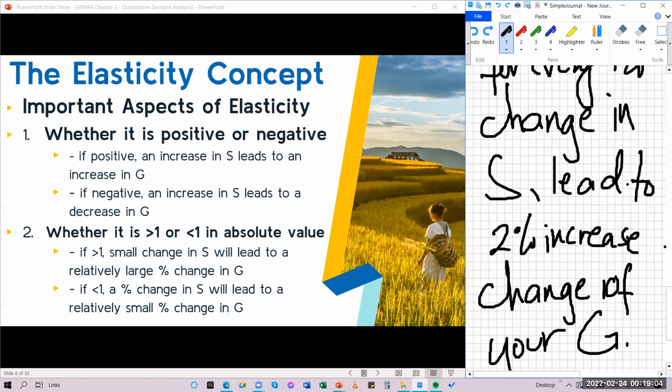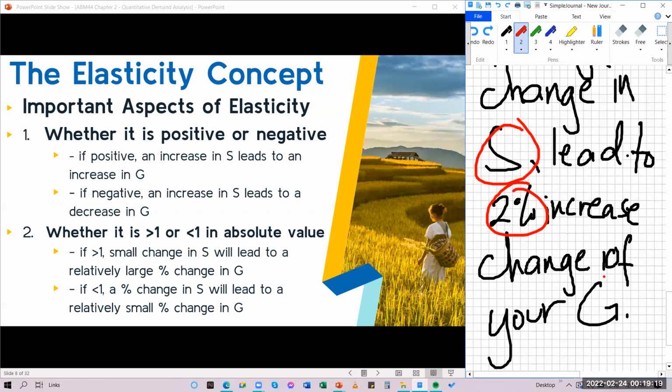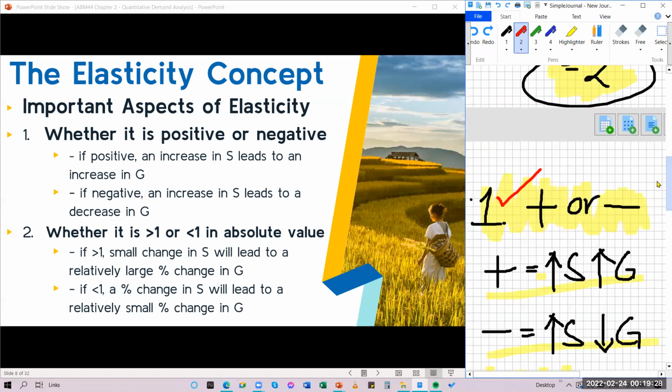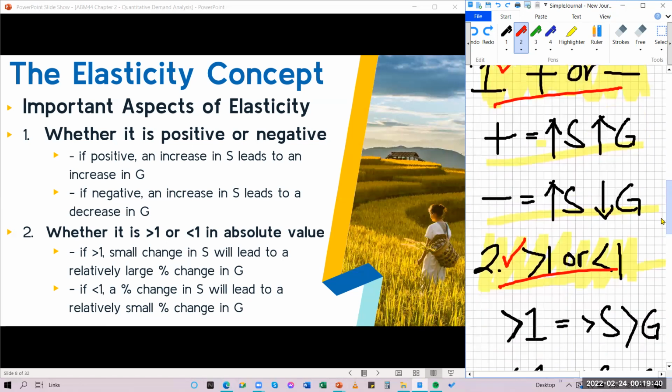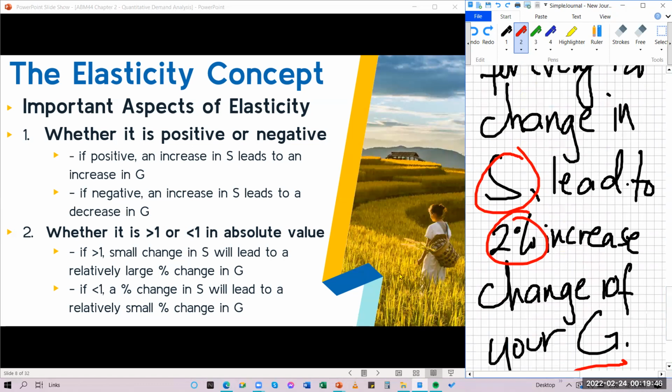So that is how we will be interpreting it again. The result is 2. So for every 1% change in your studying, it will lead to at least 2% increase in your grade. Given that, we need to know the important aspects of elasticity: whether it is positive or negative, and whether it is greater than 1 or lesser than 1. So that is the first example for our elasticity.